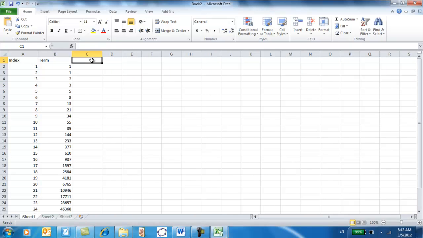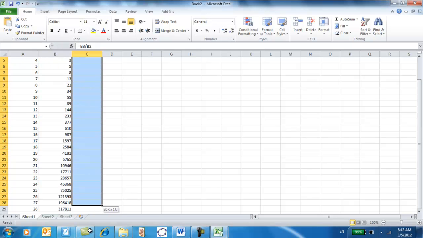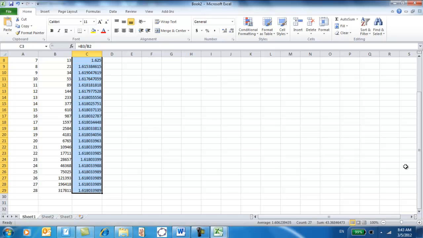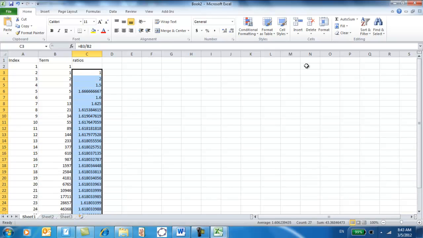Let's look at the ratios, the ratio of any one term divided by its previous term. Oopsie, I did that wrong. This should equal this term divided by the previous term. There we go. Now let's copy that down. Control D. And as you see, no, it's not a common ratio, but it's approaching a common ratio.